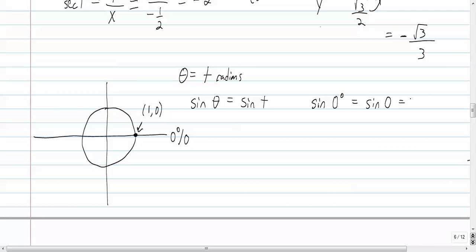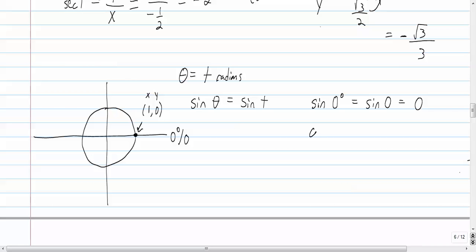then I just have to remember which coordinate I associate with sine. The y coordinate. So look here, this is x, this is y. So the sine of 0 degrees or the sine of 0 radians is equal to the y coordinate, which is 0.